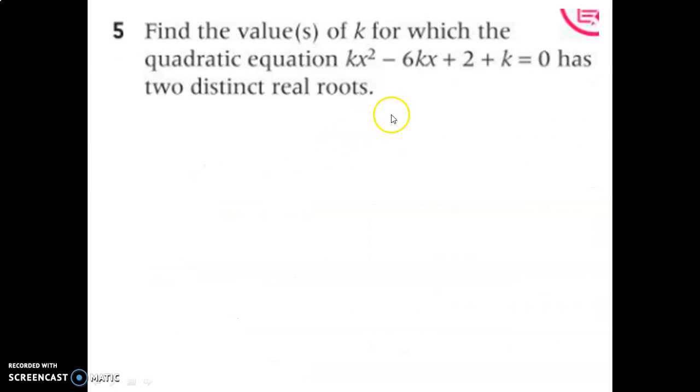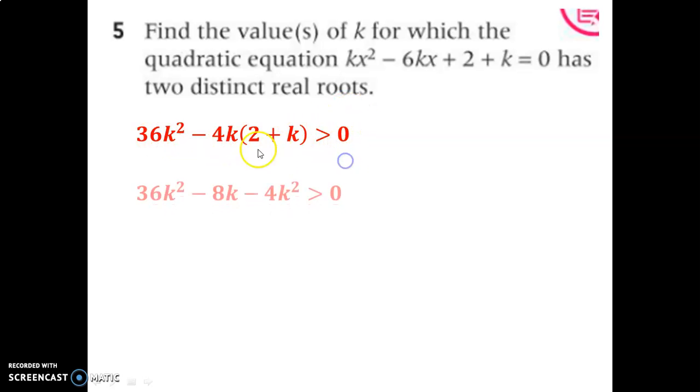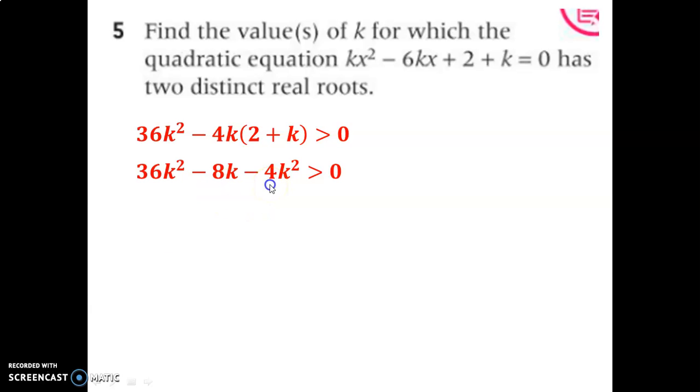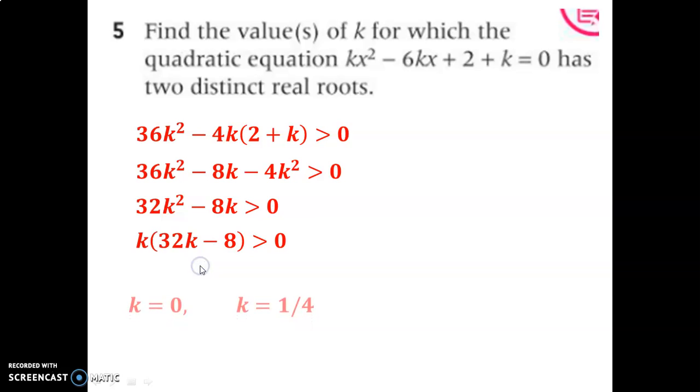Okay, try this one here. Two distinct real roots means two solutions. When a quadratic has two solutions, the discriminant is positive, so greater than 0. Discriminant here, greater than 0: b squared minus 4ac greater than 0. Solving that further, you get this. Combine those, you get this. And finally, you get to this point when you factor that. That gives us two solutions: k equals 0 and k equals 1/4.